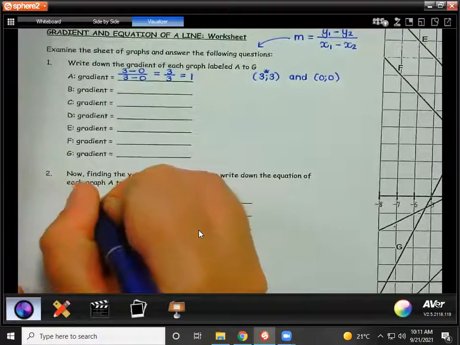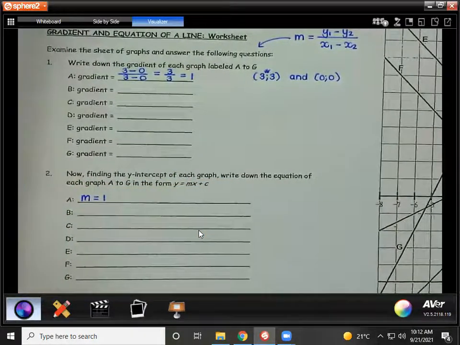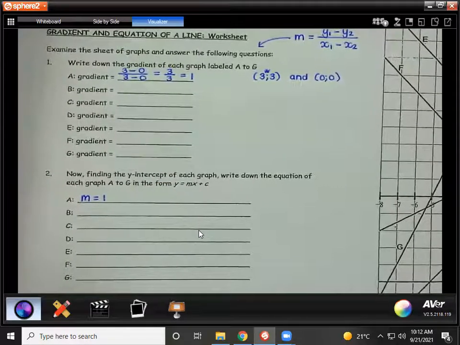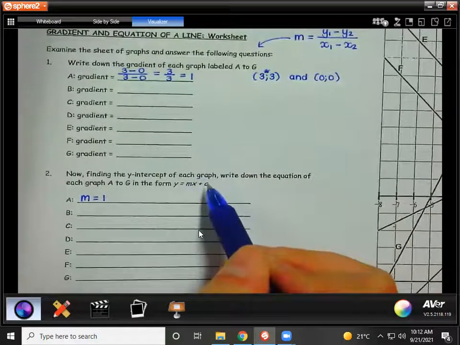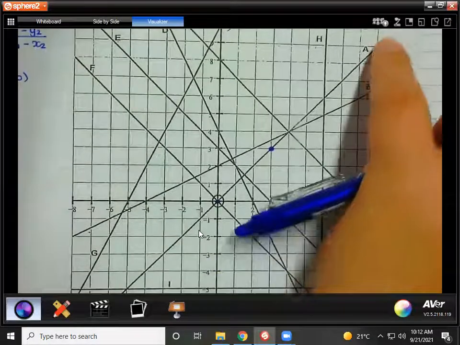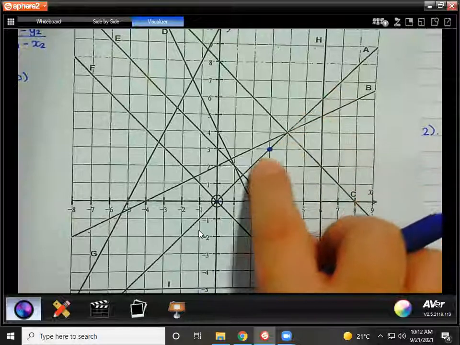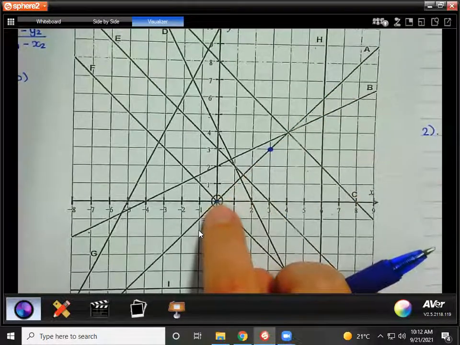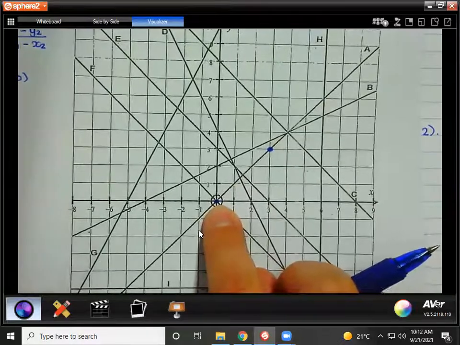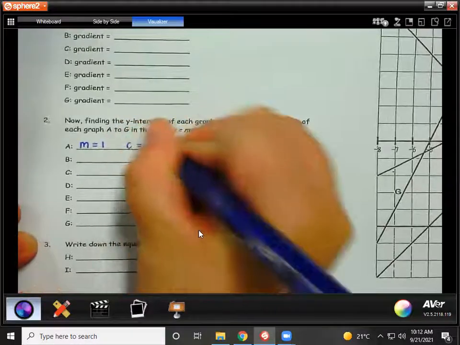So please write down m is 1. The gradient that you find in question 1, that is your m value in question 2. Now guys, do we remember that in this standard form, c is what? The y-intercept. So let's look at line A and see what the y-intercept of line A is. At what point does it cut through the y-axis? At 0. So the y-intercept is 0. That means that my c value is 0. So let's write that down. C is equal to 0.